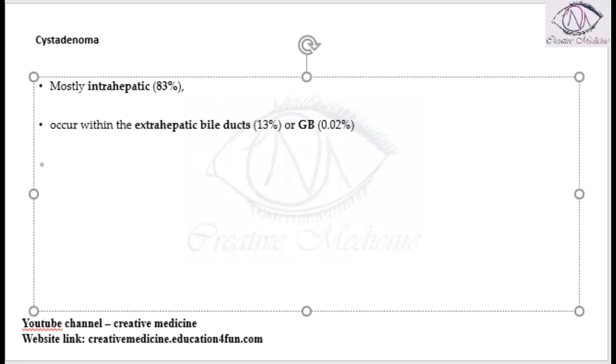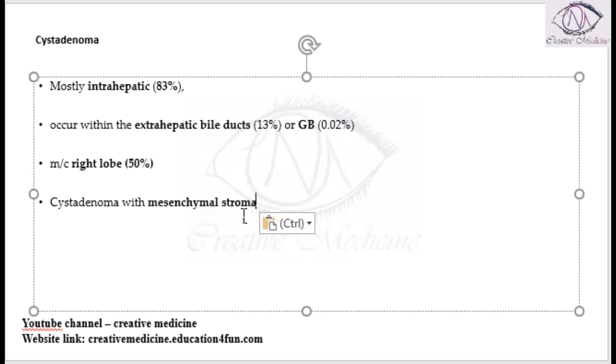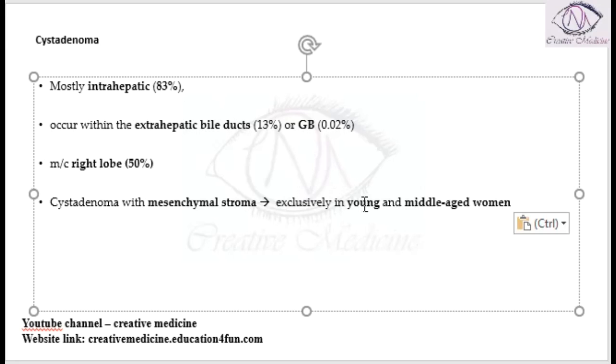Cystadenoma most commonly involves the right lobe of the liver, which is seen in almost 50% of cases. Cystadenoma with mesenchymal stroma is exclusively seen in younger and middle-aged women.